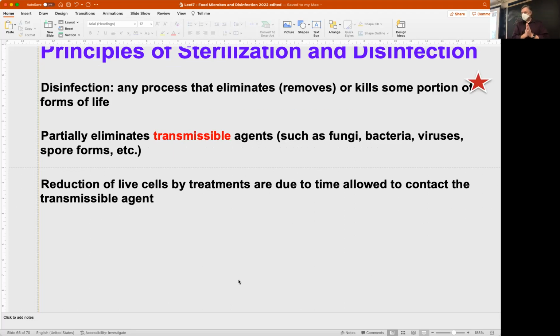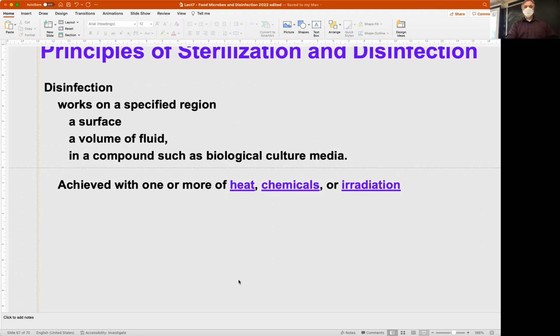So that's sterility. Next word, disinfection. A disinfection is a process that removes some of the contaminants or kills some of them. And this can be for anything like fungus, bacteria, viruses, or spores. And it reduces the live cells in a number of ways by treatment.